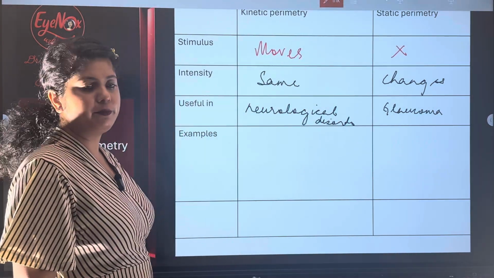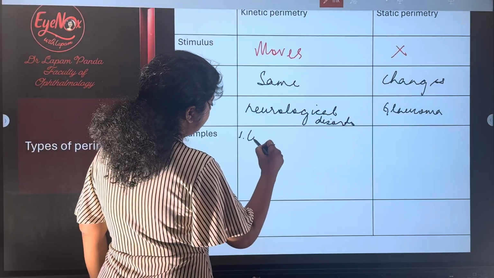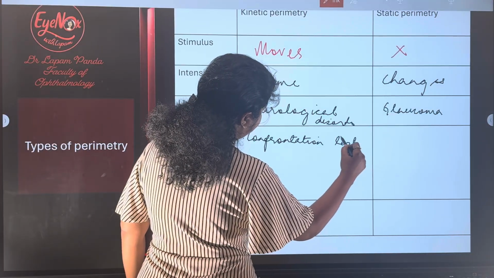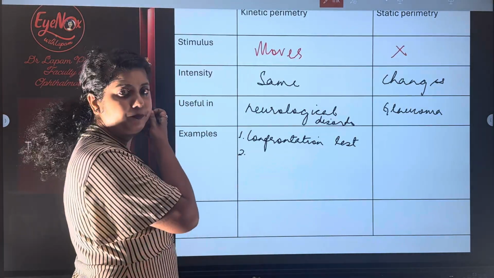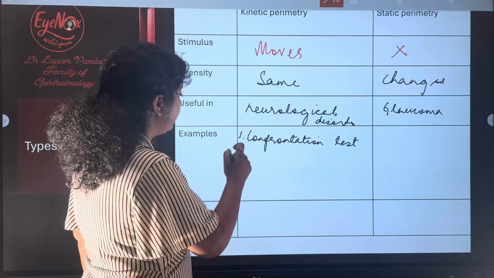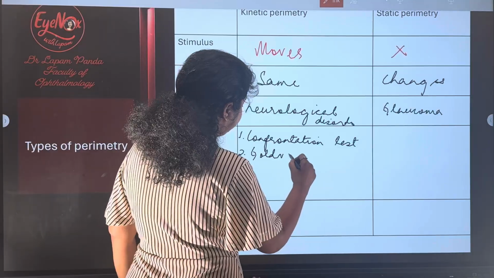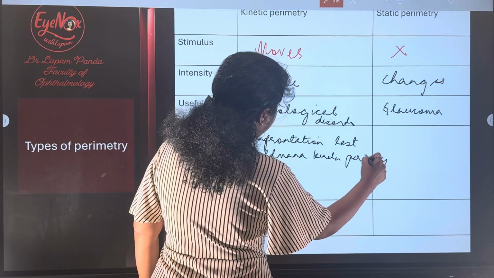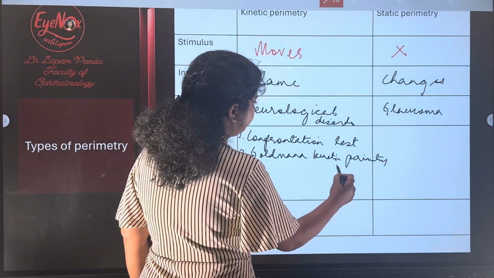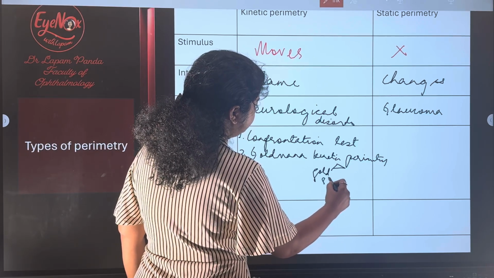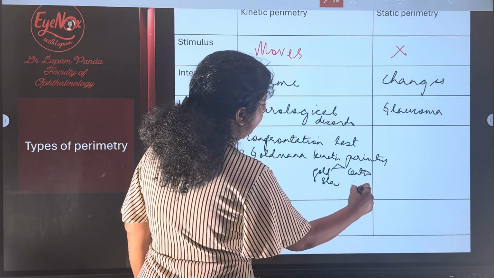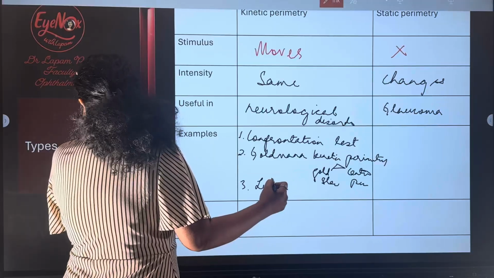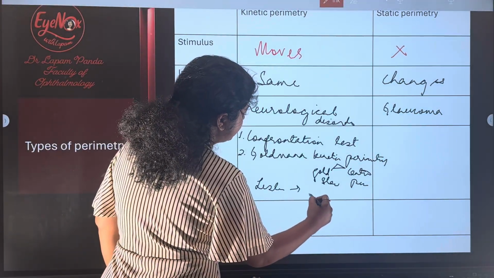Now, what are the examples of kinetic perimetry? The first one is your confrontation test. The second one is the Goldman kinetic perimetry. When we talk about this Goldman kinetic perimetry, this is the gold standard and it tests both the center and the periphery. The third kind of kinetic perimetry is the Lister's, which tests the periphery.